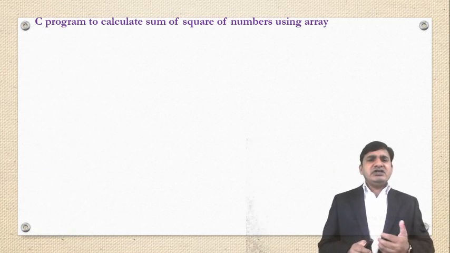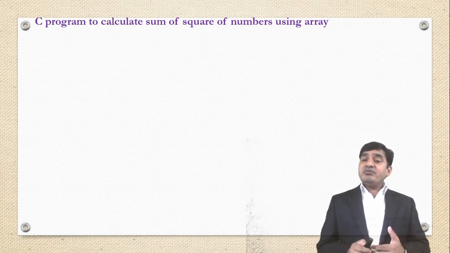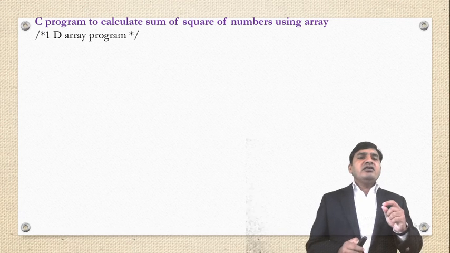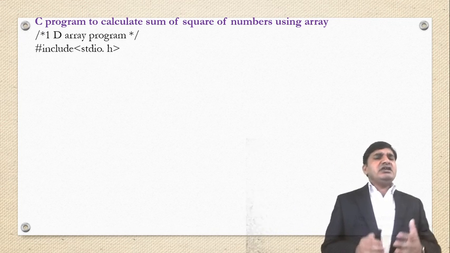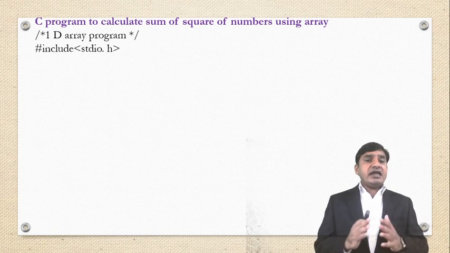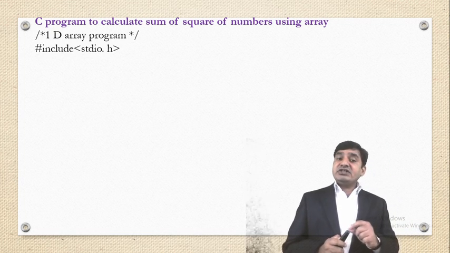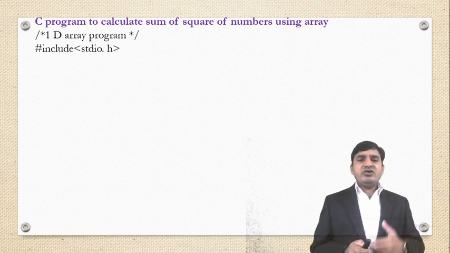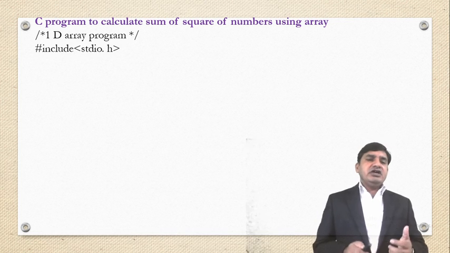Now we have to see the second program, a C program to calculate the sum of squares of numbers using array. So comment line, one dimensional array program. One dimensional indicates that the array is one dimensional. Again we use hash include stdio.h. Hash include is a preprocessor directive. stdio.h means standard input output dot header file.